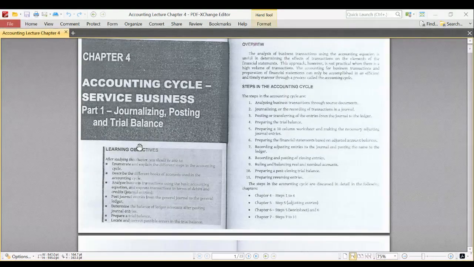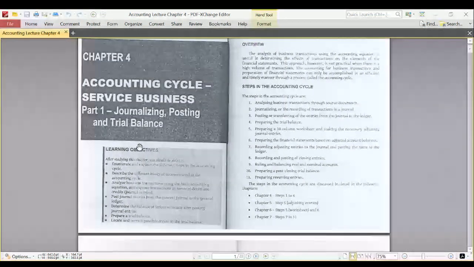And then after that, we will record and post closing entries. With closing entries, again, we're closing the nominal accounts, the income and expenses, into the real account, the capital account. And then after that, we will rule the balances of the real and nominal accounts, and then prepare a post-closing trial balance and prepare reversing entries.